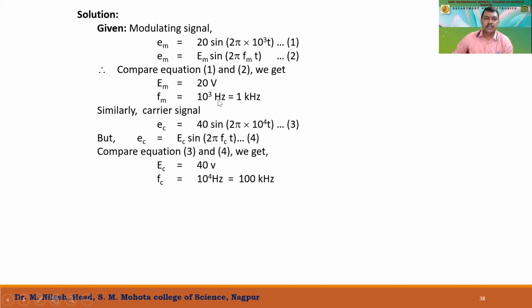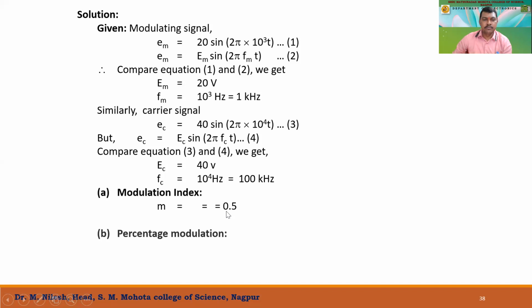The modulating signal has a frequency of 1 kilohertz, whereas the carrier wave has a frequency of 100 kilohertz. The amplitude of the modulating signal is 20 volts, whereas the amplitude of the carrier is 40 volts. And the modulation index can be calculated like this: m equals Em by Ec, right? So 20 by 40 will give you 0.5.